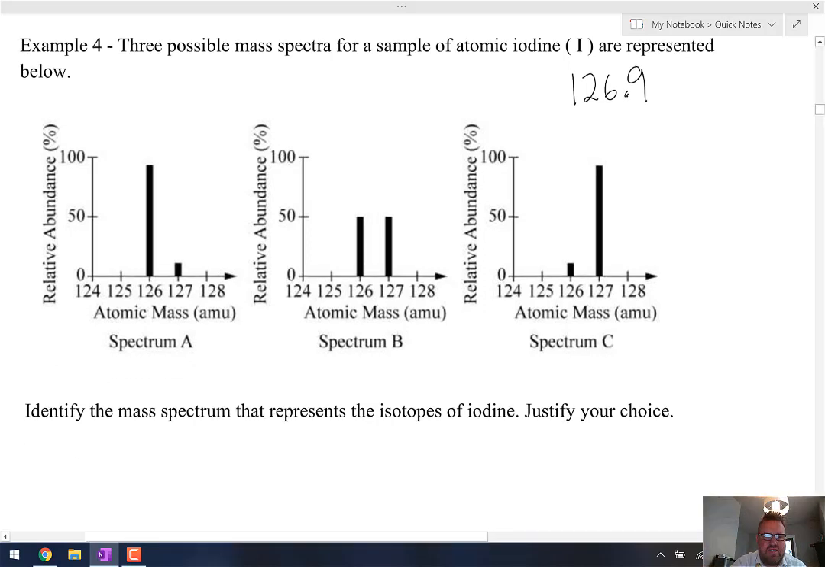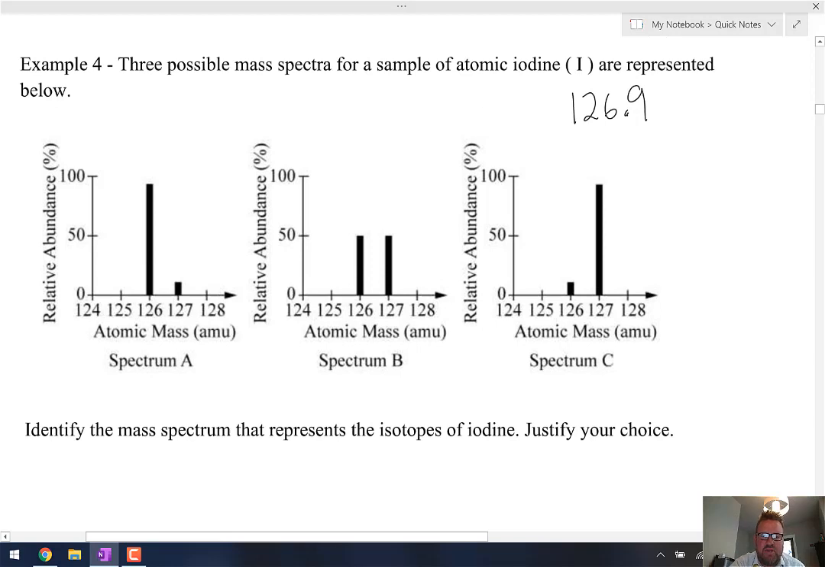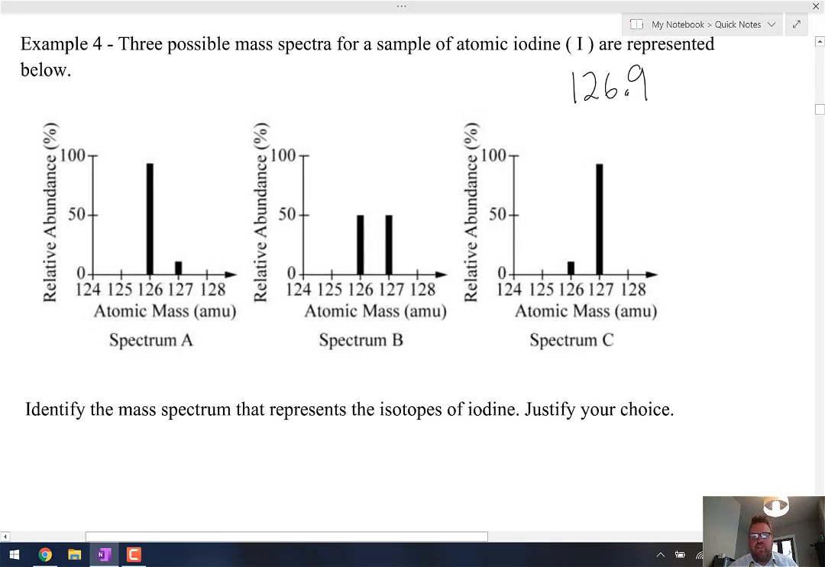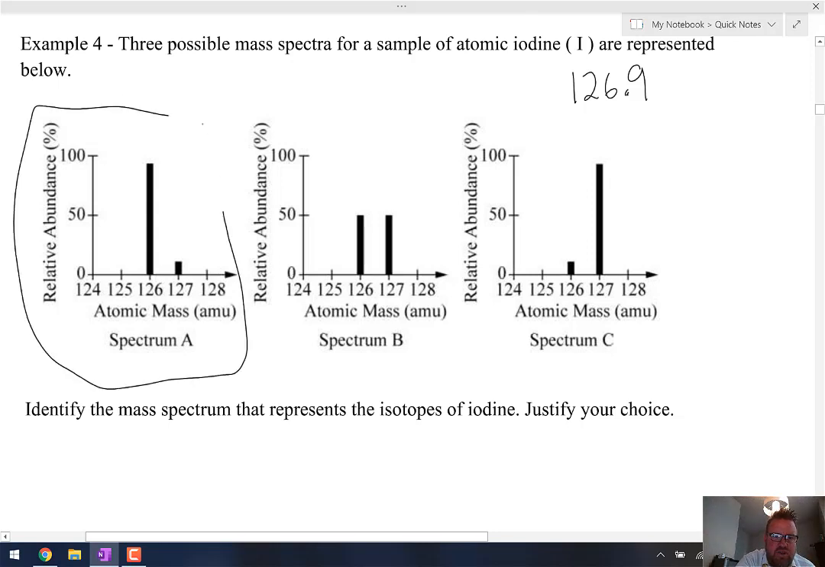Okay, and then it says identify the mass spectrum that represents the isotopes of iodine, and then justify your choice. So now we're looking at how tall these peaks are. For example, if you average, let's look at this first one, spectrum A, and you put those two together, it's not just, well, one's 126, one's 127, they meet at 126.5. It depends on how tall the peaks are. Since that peak is so much taller than this one, the average of those two is going to be really, really close to 126. Okay?